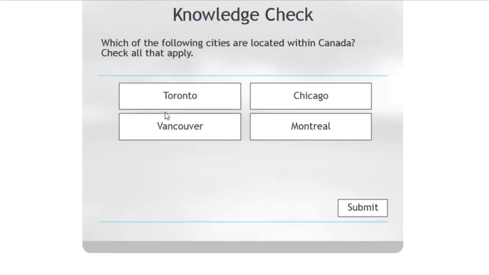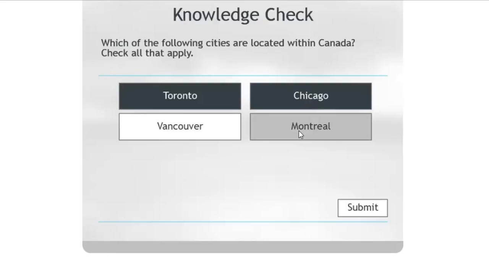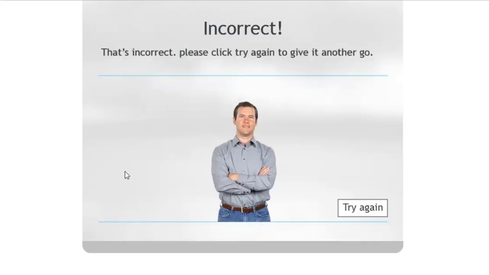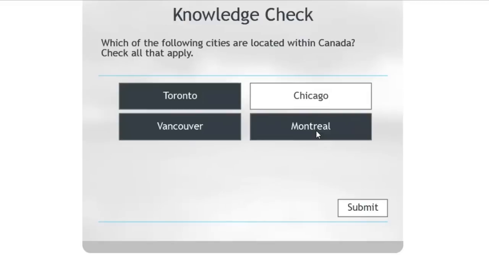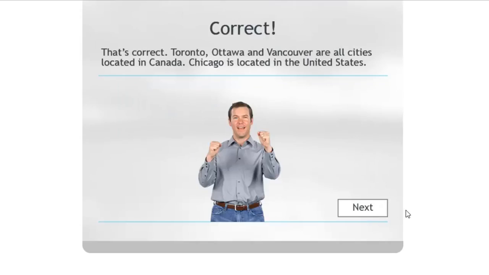So let's preview that again and make sure that's correct. Okay, so here we are, Toronto, Chicago, Montreal, Vancouver. Submit. That's incorrect. Please try again and give it another go. Try again. This time we'll choose it correctly and hit submit. There you go. And of course, next would continue with the rest of the course.